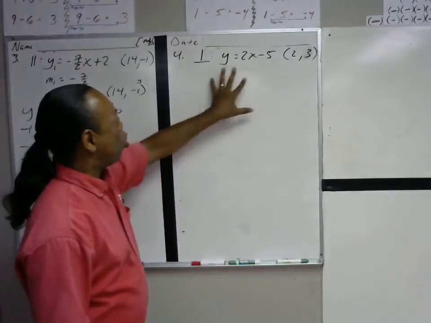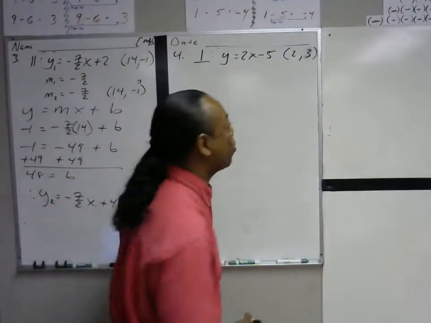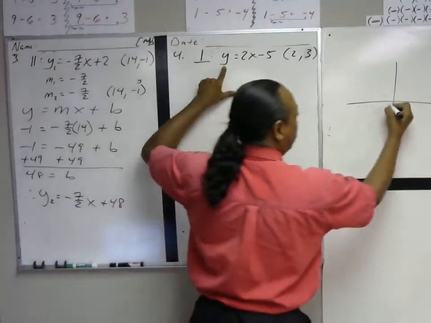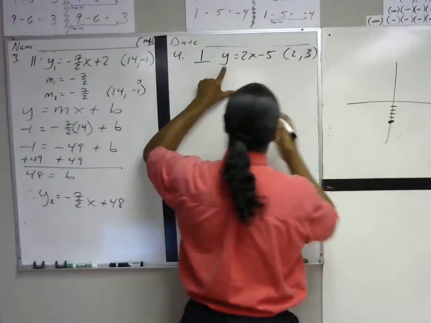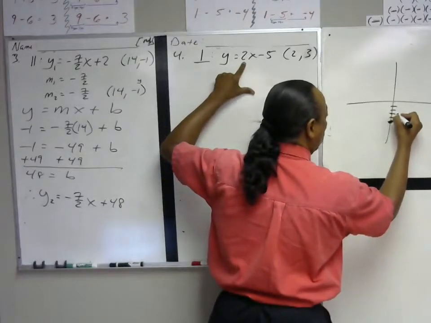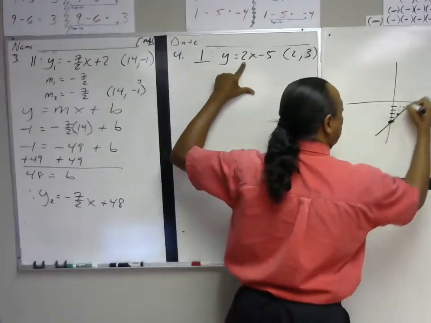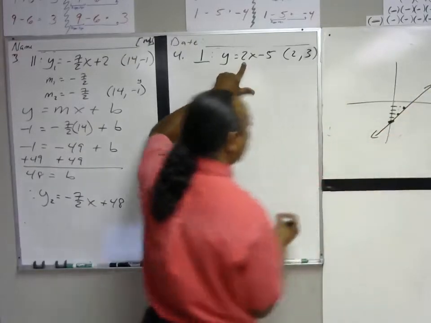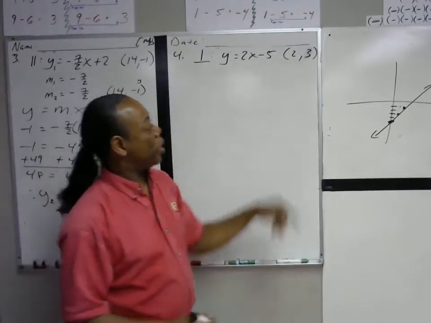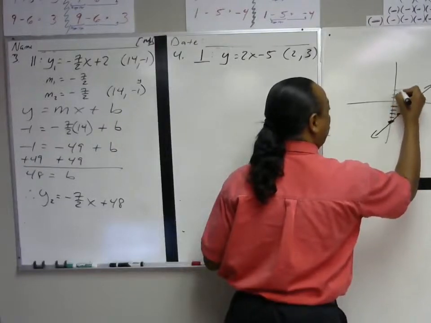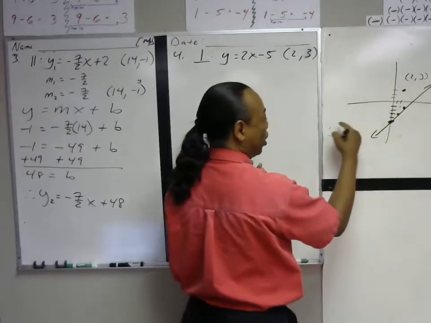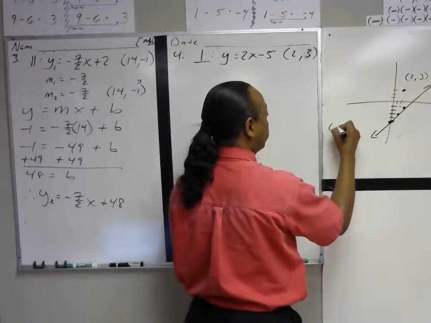Okay, so let me draw this and let you see what it looks like visually. Okay, this equation right here looks like 1, 2, 3, 4, 5. It's right about here. And the slope is rise 2, run 1. Rise 2, run 1. Okay, so graphically, this is what this line looks like. (2, 3) looks like this. That's the point (2, 3). I never did label my y-intercept. So that was (0, -5).